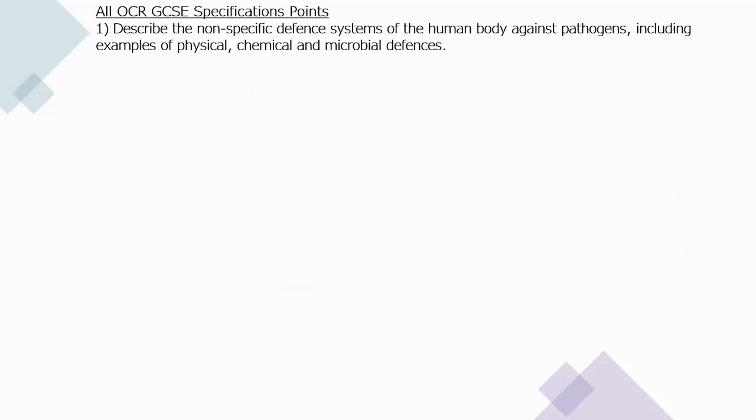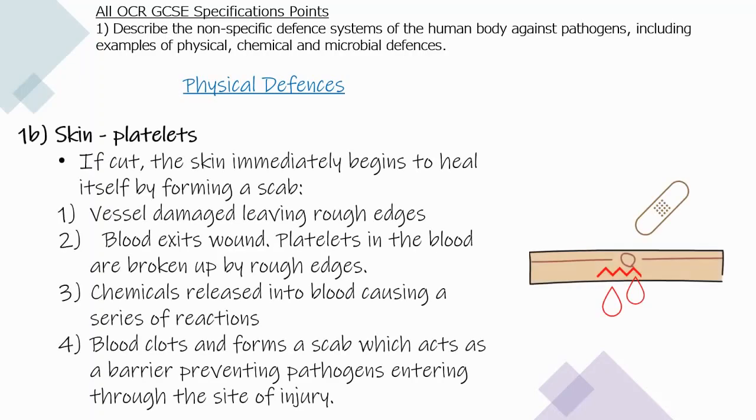Another physical defence is also platelets. So if our skin is cut, we know that it immediately begins to heal itself by forming a scab. So what happens is the blood vessel is damaged, and this leaves rough edges. So of course the blood exits the wound, but then platelets in the blood are broken up by these rough edges.